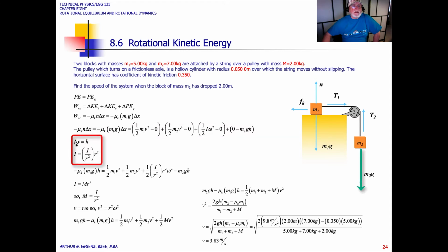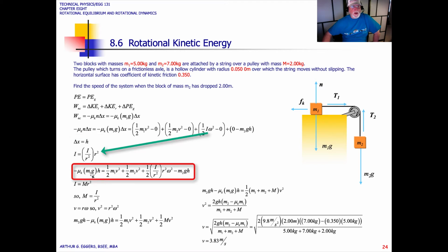So in this case, as I said, the delta x that mass 2 moves through is going to equal the height. So it will also move mass 1, but this is where we need it. So since we're dealing with a hollow cylinder as our pulley, we use our specific relationship. I is equal to I over r squared times r squared here, so that we end up with minus mu k mass 1 gravity times height is equal to 1/2 mv squared plus 1/2 mv squared plus 1/2 I over r squared times r squared omega squared minus m2 gh.